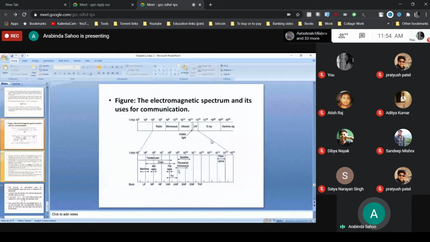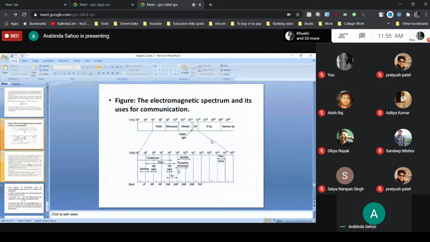For maritime communication they use this radio frequency range, and this is for AM radio, that is amplitude modulation radio. The next one is for FM radio. And for TV transmission they use this frequency band. And for terrestrial microwave communication they use 10 to the power 9 to 10 to the power 10.